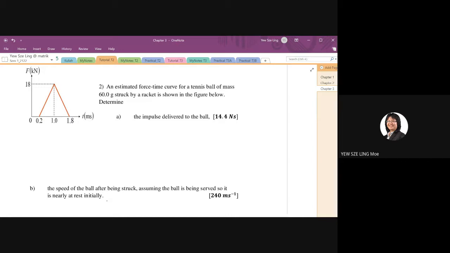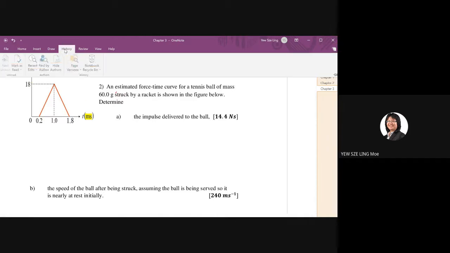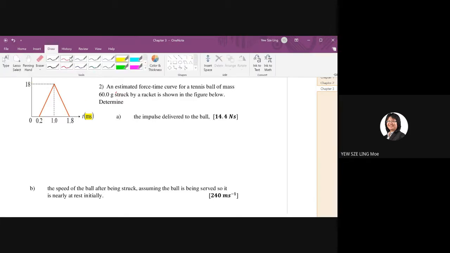Okay. So before we start, I'm not sure whether you notice or not. If you look at the graph, the unit is no longer Newton and second. The units given are kN and ms. So this is usually the mistake that students make in the exam, right? Because they forgot about the unit, the prefix. So how are you going to solve these questions?